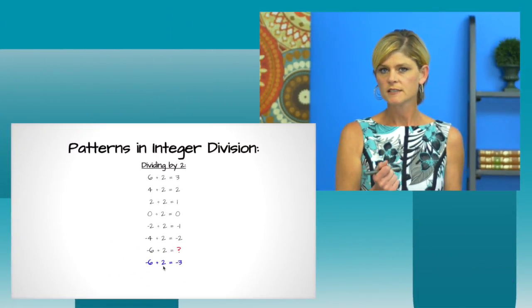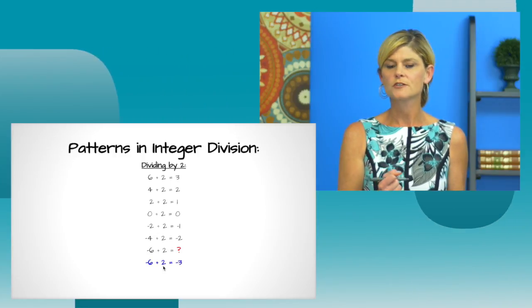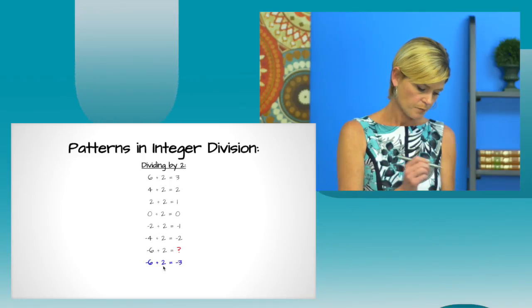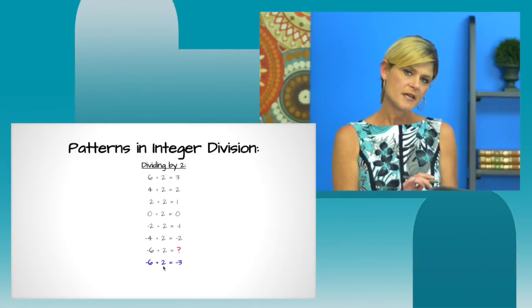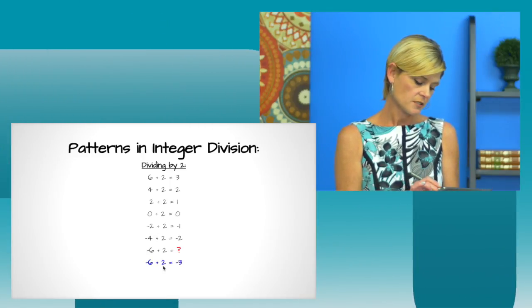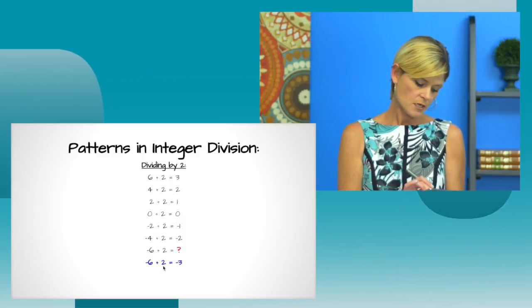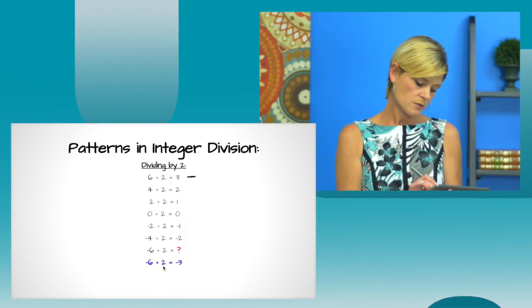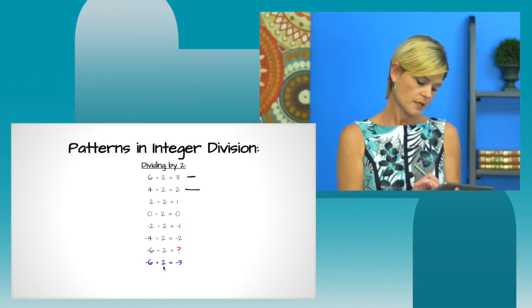Before we go over the rules for dividing integers, I want to show you, like I did when we were multiplying integers, there are also really cool patterns when you're dividing integers. So let's take a look. I'm dividing by 2. 6 divided by 2 is 3. 4 divided by 2 is 2. 2 divided by 2 is 1.